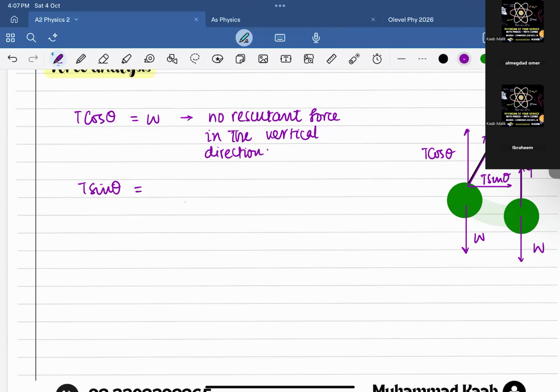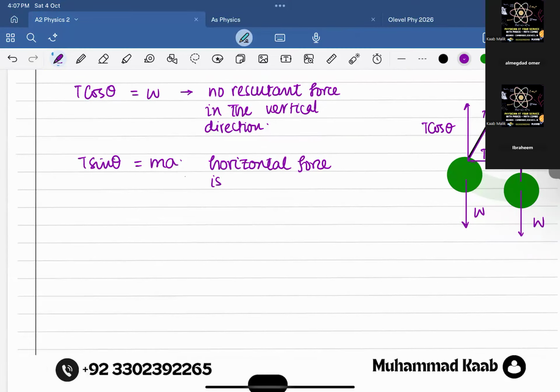And that brings MA: the resultant force gives me the mass times acceleration. So the horizontal force is unbalanced and causes the acceleration in the system.